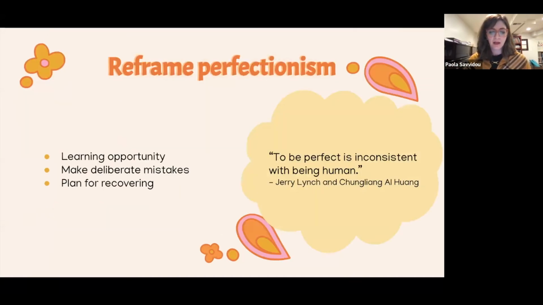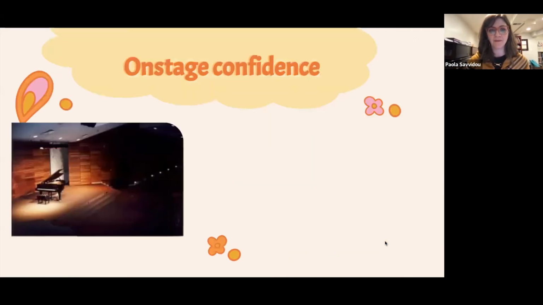And then reframing perfectionism. I like this quote by Jerry Lynch, and I'm not sure if I pronounced it right, Jungliang Alhuang: "To be perfect is inconsistent with being human." And I think that is so very true. So viewing performance as a learning opportunity, maybe making deliberate mistakes as they're practicing so they learn to refocus, and then having a good plan for recovering.